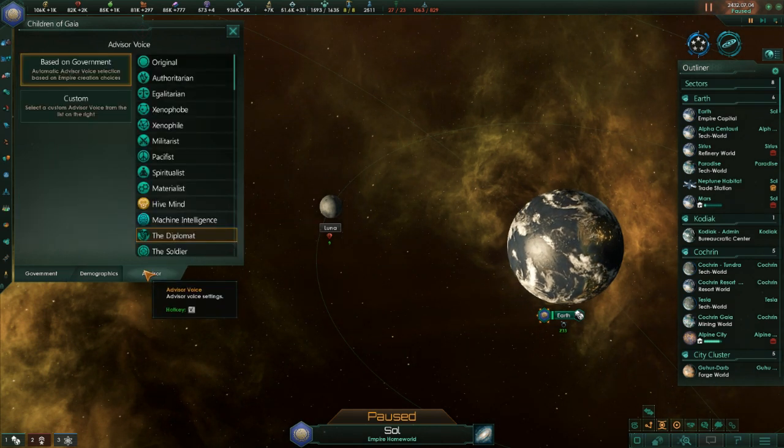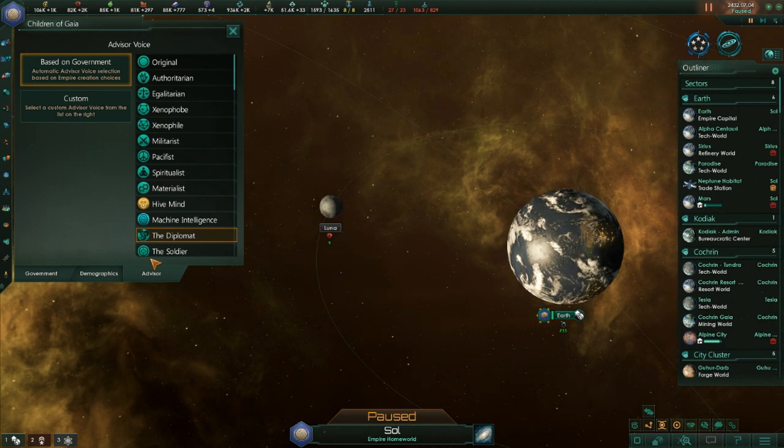The advisor, well, depending on what version of the game you have, this is the original advisor.